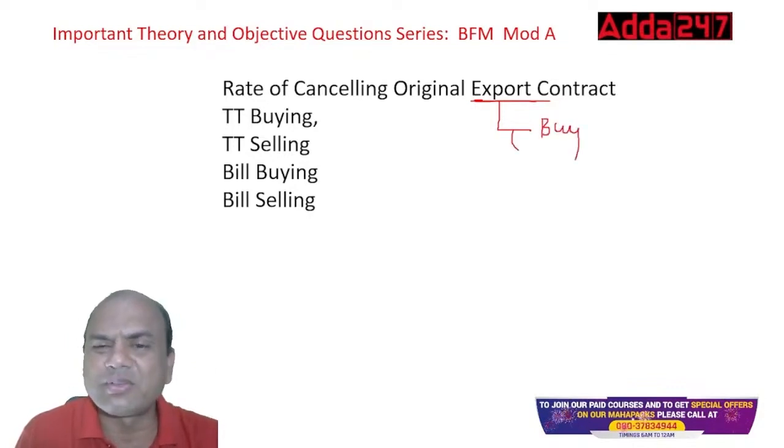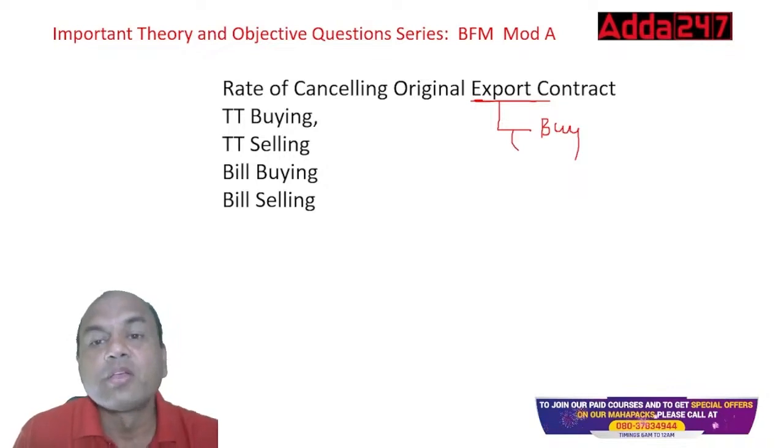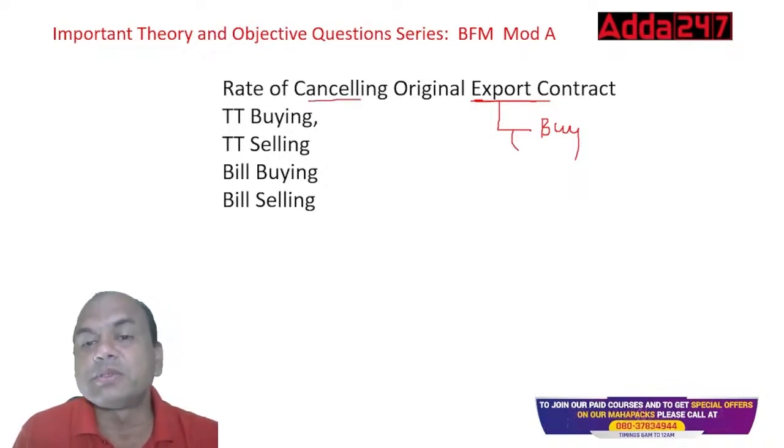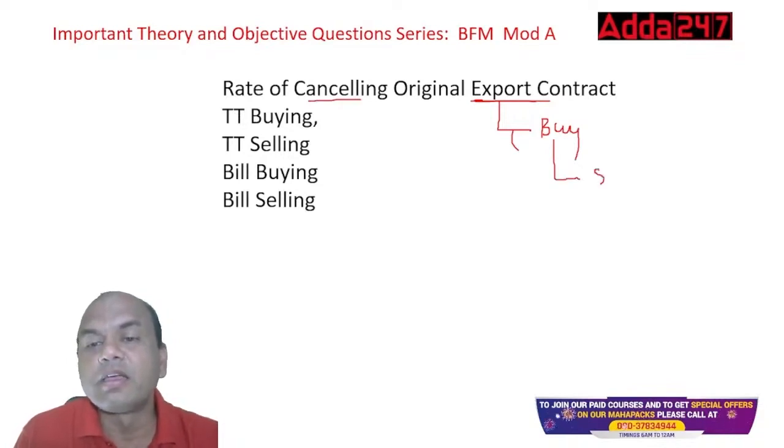Buy or bid. Forget it. Keep it simple, buy. Okay. So if export is at buy, then I have to cancel it. So cancelling will be opposite. What is the opposite of buy? It will be sell. So cancellation will be sell.